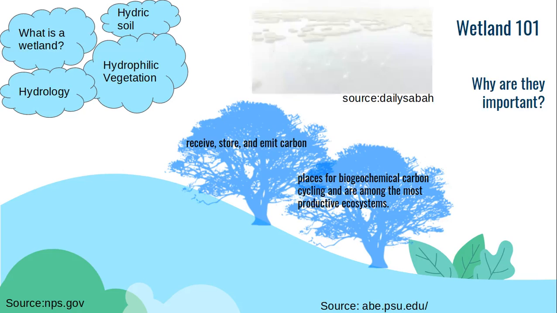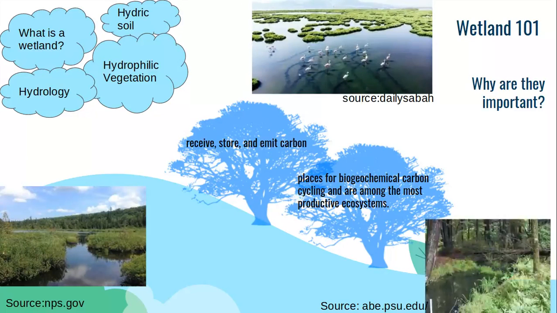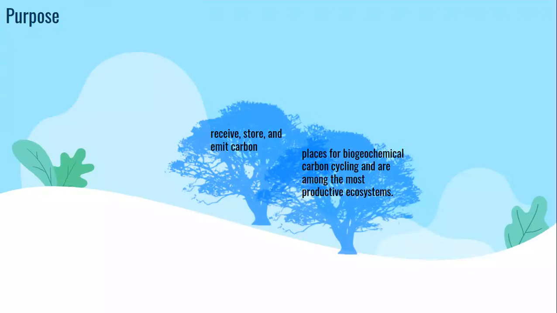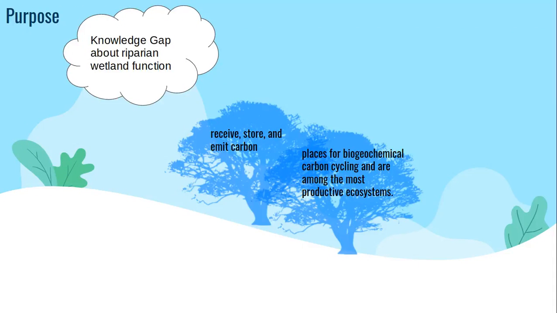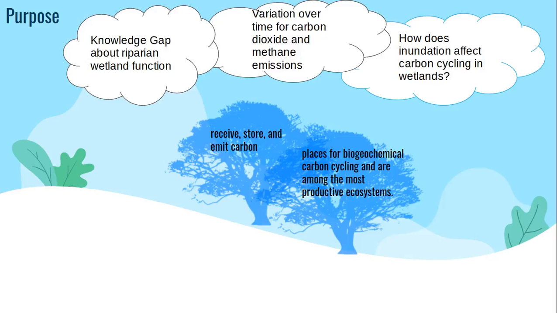There are many types of wetlands, such as coastal wetlands, marshes, and riparian wetlands, which is what we'll be focusing on in this research. So what was the purpose of this research? We wanted to know more about riparian wetlands and their function, learn more about how they varied over time for their carbon dioxide and methane emissions, and learn how the presence of water affects carbon cycling in these wetlands.